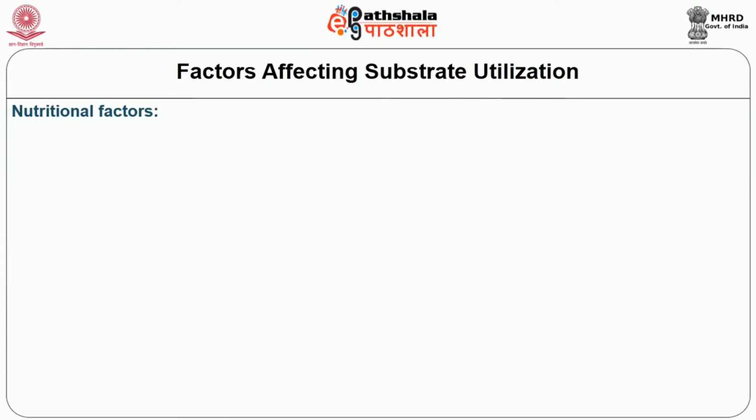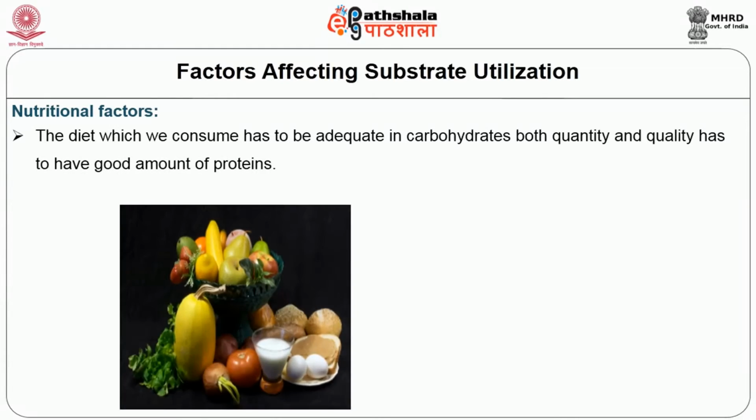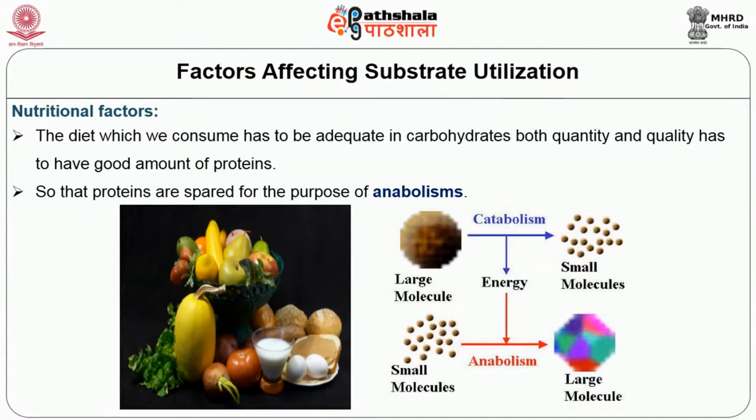Now, there are a number of nutritional factors which will also govern the substrate utilization, and that has something to do with the kind of diet which we consume. The diet which we consume has to be adequate in carbohydrates, both quantity and quality, has to have good amount of proteins, so that proteins are spared for the purpose of anabolism, and should have fats in adequate amount to make up for the caloric density.